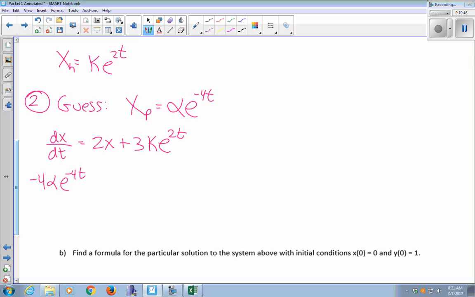So that's what I'm replacing dx dt with. It's the derivative. All right, so then I have 2 times x, which is alpha e to the negative 4t, plus 3k e to the 2t. And I have to choose alpha to make this equation true. Okay, so on the left and the right of this equation, I have an e to the negative 4t term. Their coefficients would have to be the same, right?